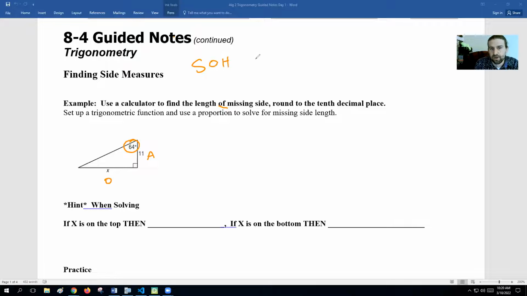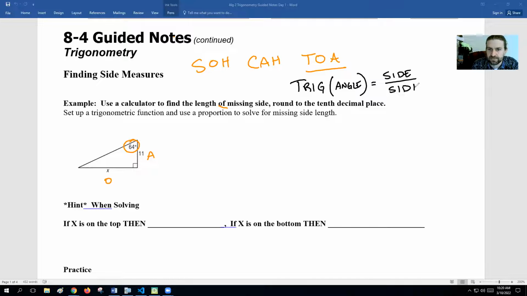So if we look at SOHCAHTOA, what trig function uses O and A? We definitely don't care about the hypotenuse. It's not labeled, so we're not going to use those two. O and A would be tangent. So here's the thing. We're going to set up every single problem as the trig function, and we're going to put the angle in parentheses equals, and then we'll figure out what side ratio we're going to be using, side over side.